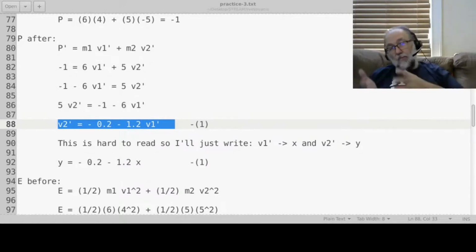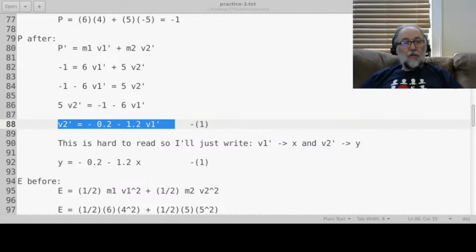I could have isolated V1 primed in terms of V2 primed, but as long as you isolate one of the velocities in terms of the other, you'll be able to use it later. Why I did this, you'll see in a second. It's one equation, which I called equation number 1. You can't solve this because you don't know V1 primed, so you can't get V2 primed, or vice versa. You say, well, how do I solve it? Well, that's when the conservation of energy is going to have to come in.